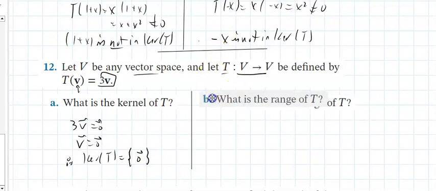What is the range? Well, think about it this way. You input the domain, and you get 3 times v. So for every vector w, the range of T is simply V. You input any multiple of that, say w times a third, and that turns out to be all of V.